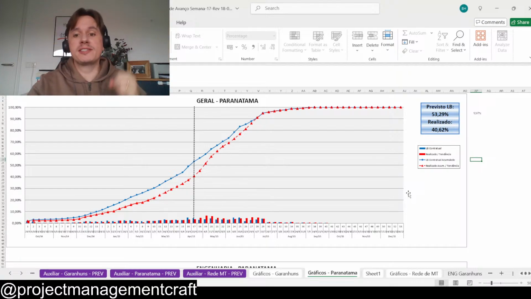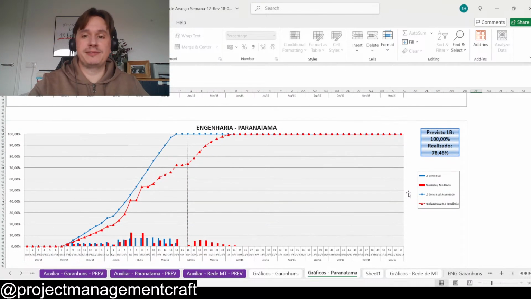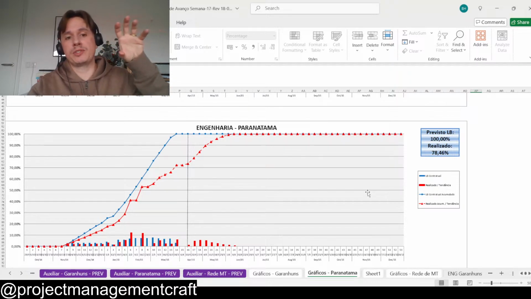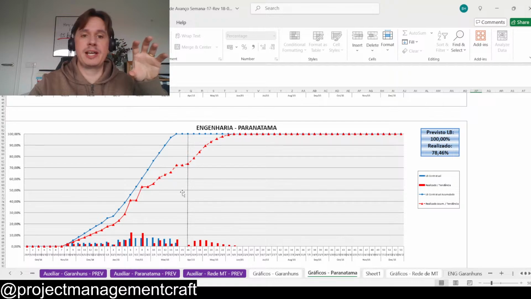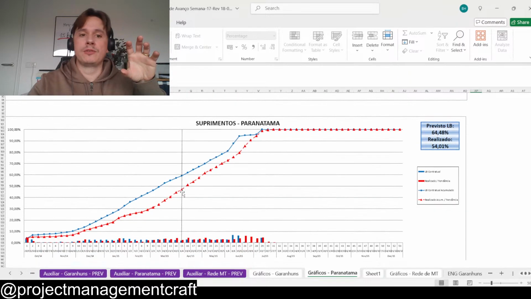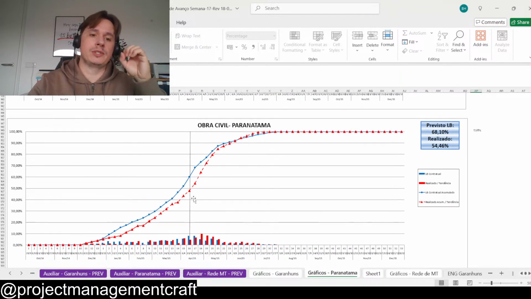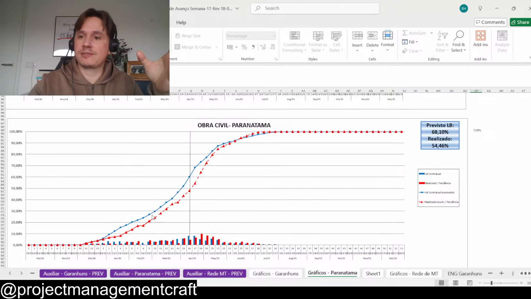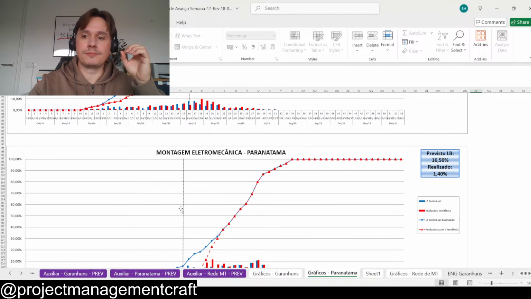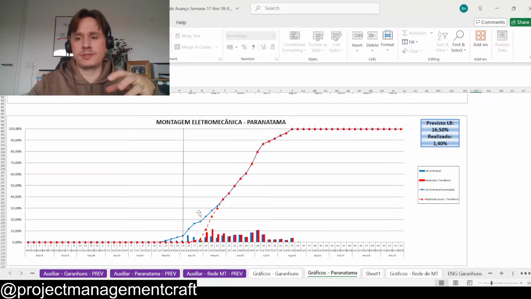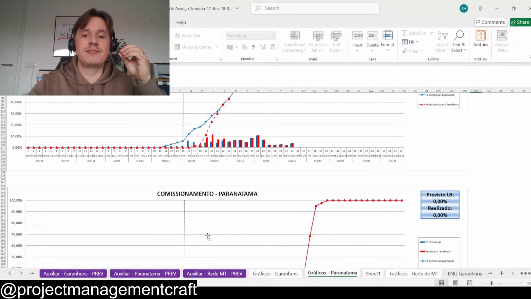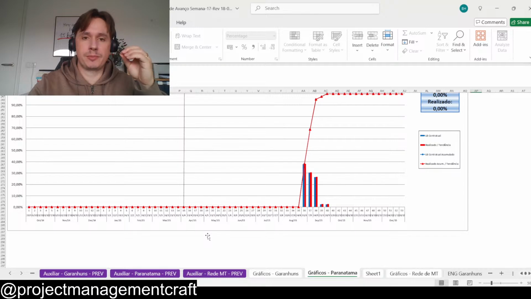But you say, okay, where is the gap? You can have this analysis done per block. So I mentioned the first one was engineering. Here in the engineering part, you see the gaps. You see the variation in the supply chain or in the procurement part. You see the variation in the construction part. Okay, what's the variation in the construction part? And of course, in this case, the assembly was about to start. But then you see the variation in all the areas of the project.